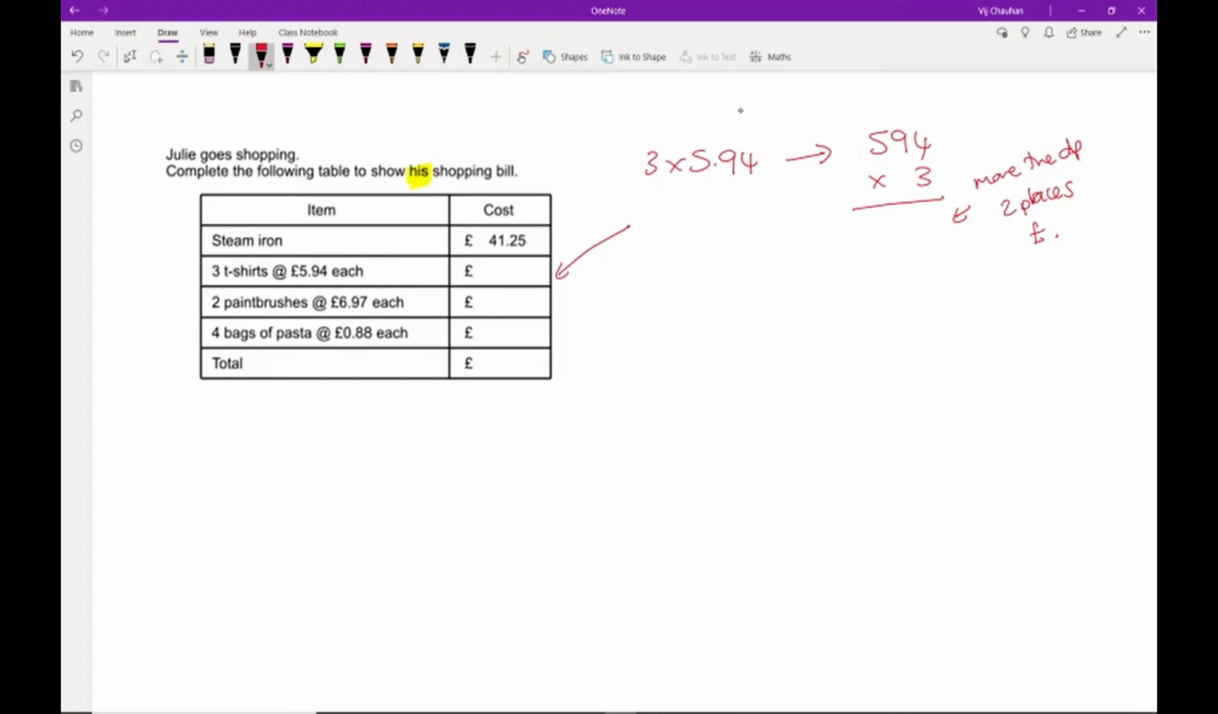So working this out then for the paintbrushes, which I'll do in a different colour. Let's do a contrasting colour. Let's go for green. So for the paintbrushes, I'm going to have to do £6.97 plus £6.97. And for the bags of pasta, let's just do that over here. I'm going to do 4 bags of 88, so it's going to be 88 times 4 and then remembering to move the decimal place 2 places when we work that answer out.